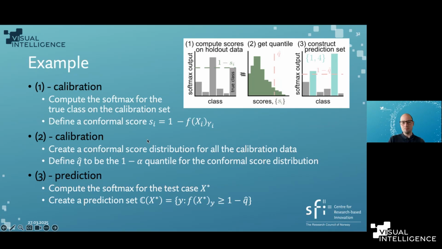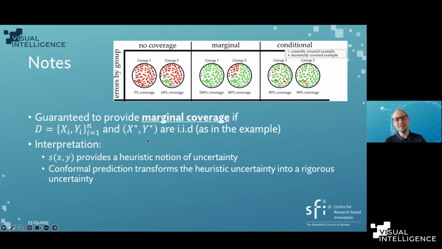And this procedure is actually guaranteed to provide what you call marginal coverage, as long as the calibration data and your test data are from the same distribution. So that is, of course, an important assumption. So a marginal coverage means that this will be true in general, but it might not be true for any particular group or class.